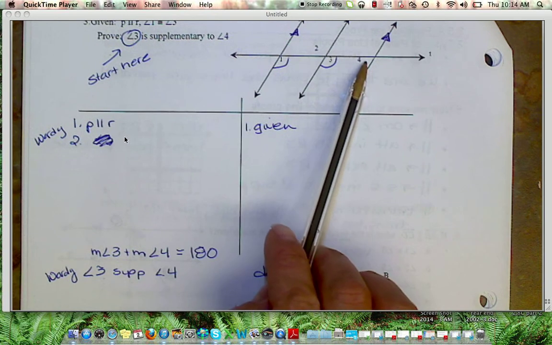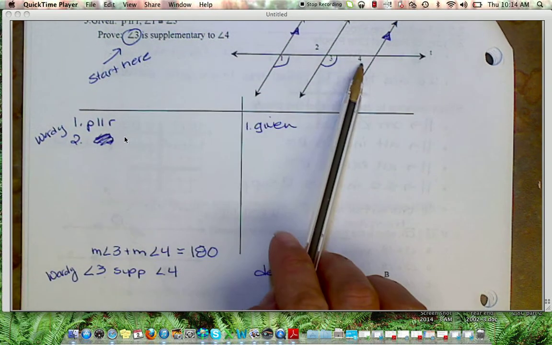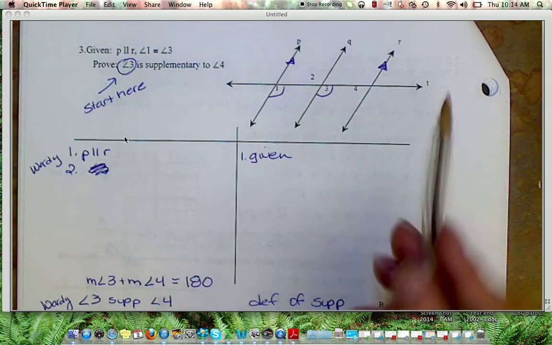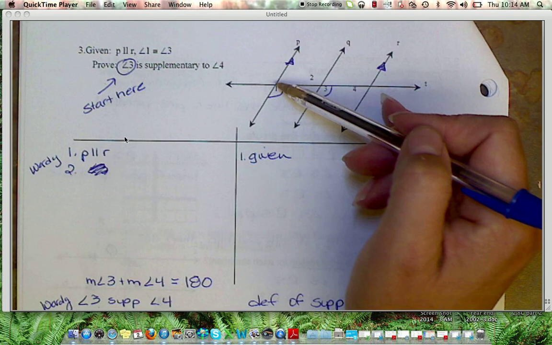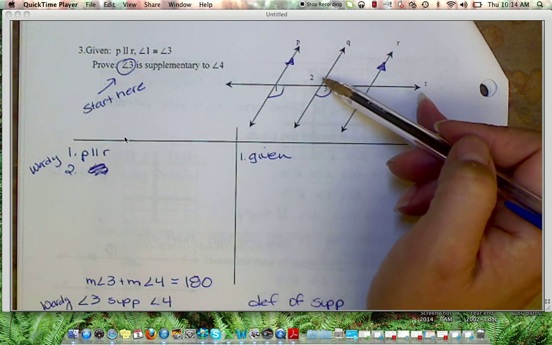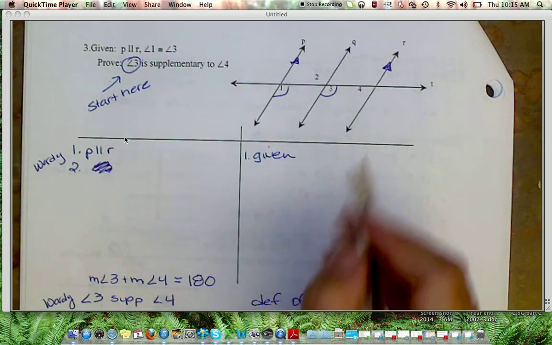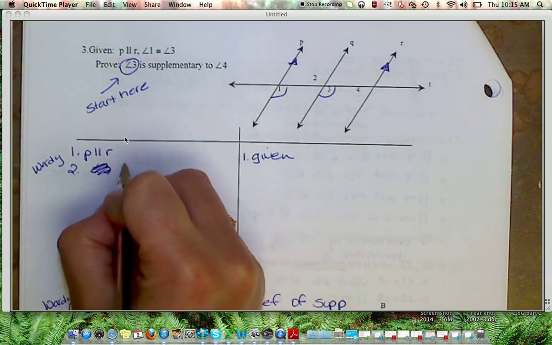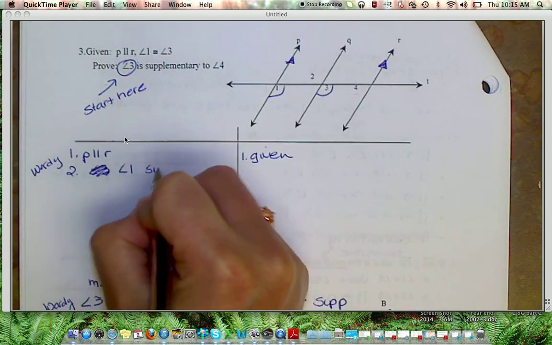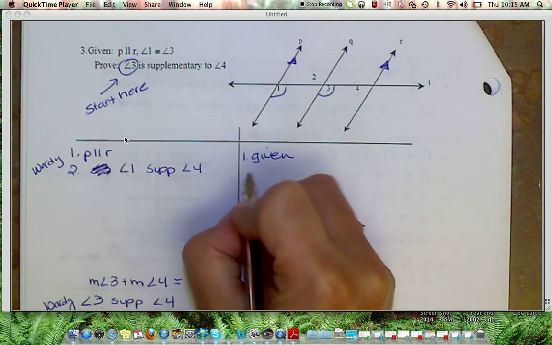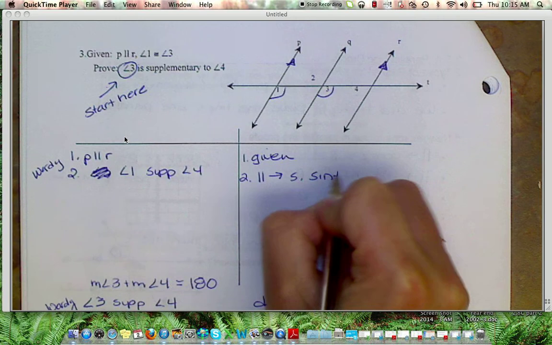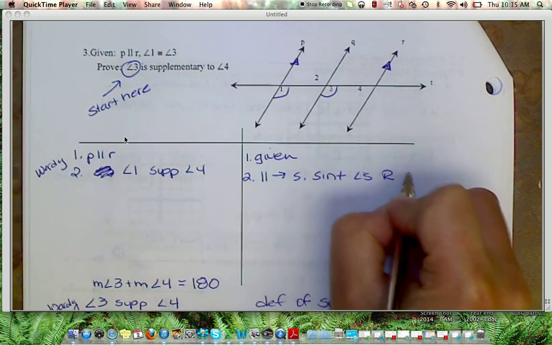So what is the relationship between 1 and 4? That's the only jump we're allowed to make between line P and R. Since Q is not parallel, he's not allowed to land on Q. He's got to jump right over it. So 1 and 4 are same side interior. So angle 1 would be supplementary to angle 4, because if the lines are parallel, then same side interior angles are supplementary.